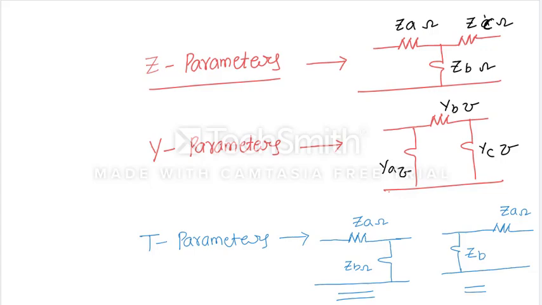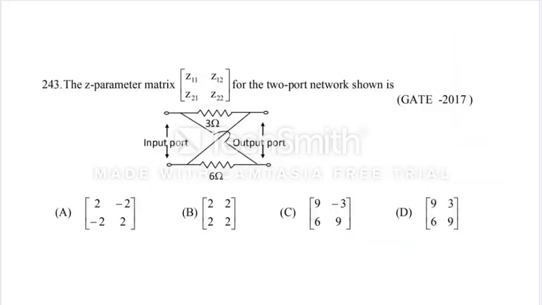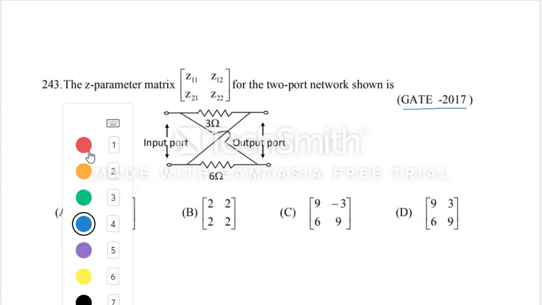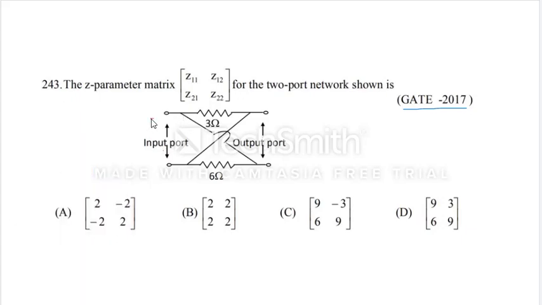Right. So consider the first problem here. They asked us to find the Z matrix. It was given in GATE 2017. For the Z parameters, this is the input port and the output port. I can call this voltage V1, this current I1, this voltage V2, and this current I2.